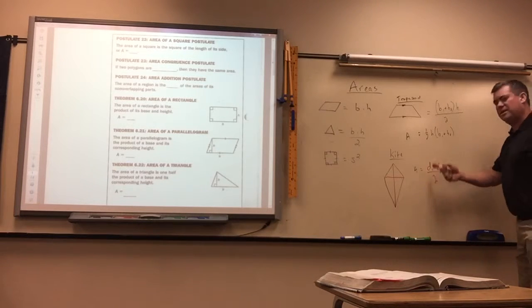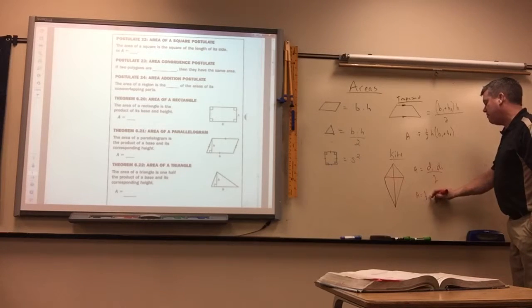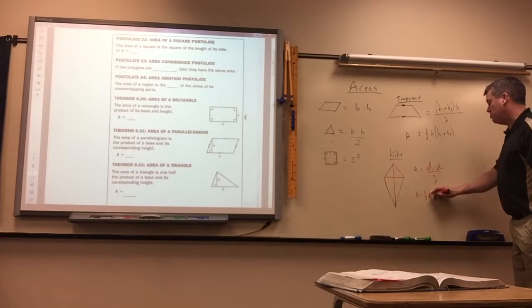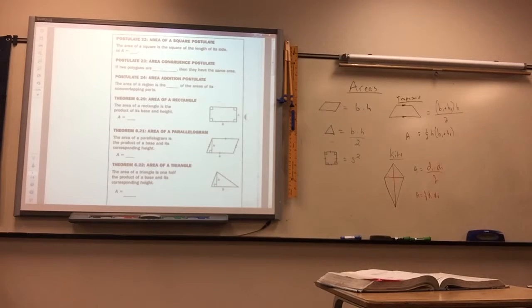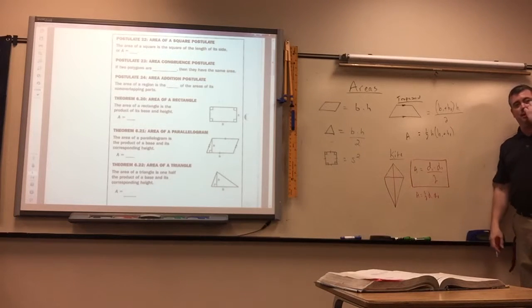Now in the book, again, instead of saying divided by 2, they write it like this. Area is 1/2 D1 times D2. Okay? So remember that. I have a formula sheet. I should give you copies today so you have all these on there. I'll do that after we go through this.